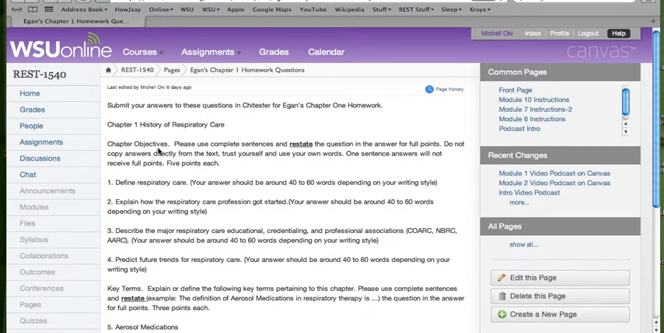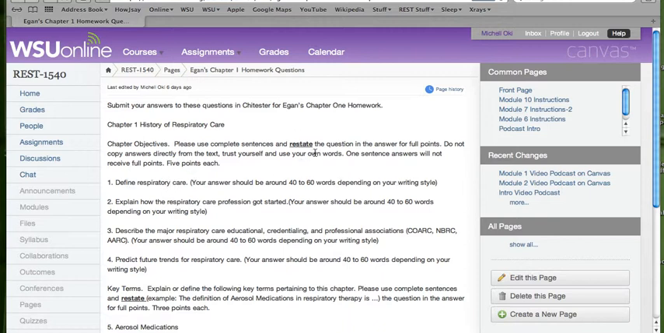Okay, so there are chapter objective questions, and this is question number 1. It says define respiratory care. It says your answer should be around 40 to 60 words depending on your writing style. That's like 3 to 4 sentences. Make sure you restate the question. So you would say respiratory care or respiratory therapy is, and then you would restate your answer. Or you can put in your answer.